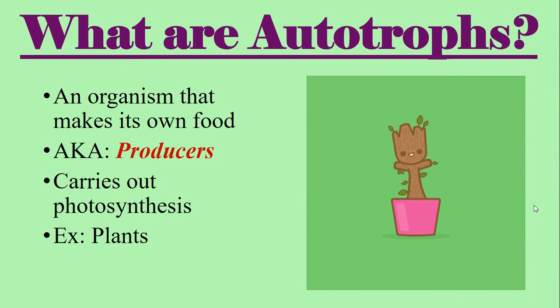So what are autotrophs? I kind of mentioned it. These are organisms that make their own food. We also call them producers. So anything about plants, even grouped over here, but they have to be able to carry out photosynthesis. And hopefully you remember the formula for photosynthesis. If not, go back and rewatch the photosynthesis video.